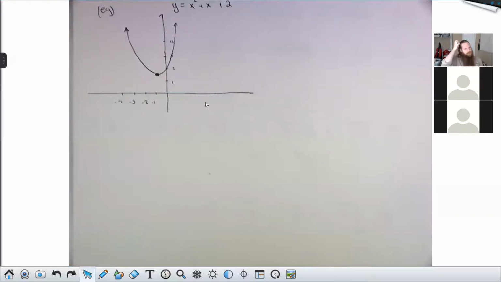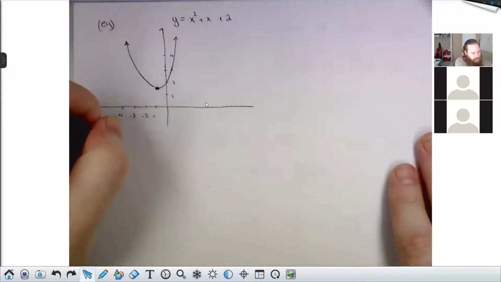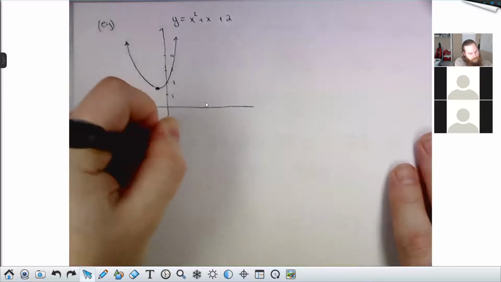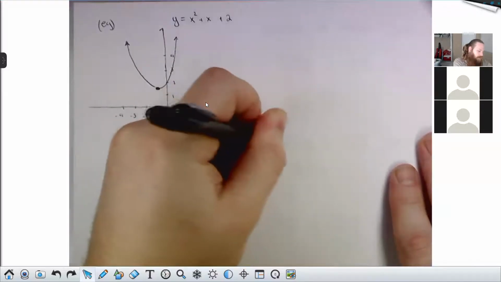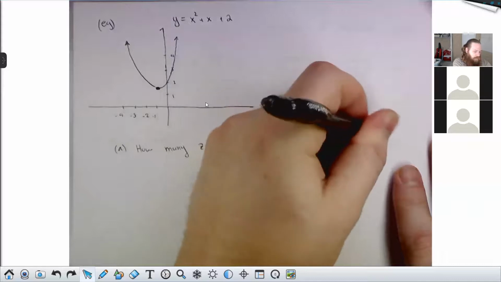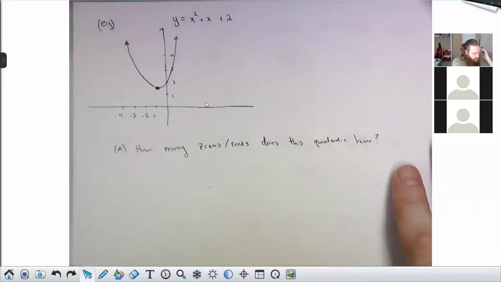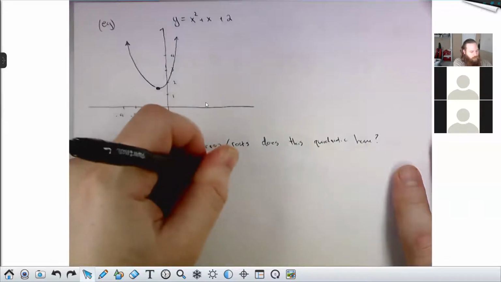Can you tell me how many zeros or roots this thing has? How many real zeros or roots? Can we say anything about solutions to the equation x squared plus x plus 2 equals 0? Yeah, from the graph. So how many zeros or roots does this quadratic have? Well, definitely it has no real roots. No real zeros or roots.